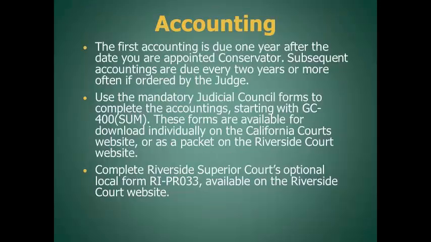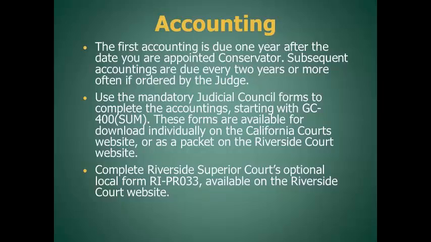The first accounting of the conservatee's estate is due 1 year after the date you were appointed as conservator. Subsequent accountings are due every 2 years, or more often as ordered by the judge. There are 2 parts to an accounting: the report and the schedule. The report is a pleading or form that is a petition requesting approval of the accounting, and may also request other orders such as approval of conservator or attorney fees.